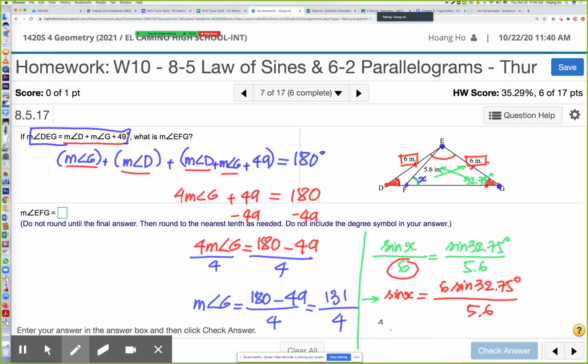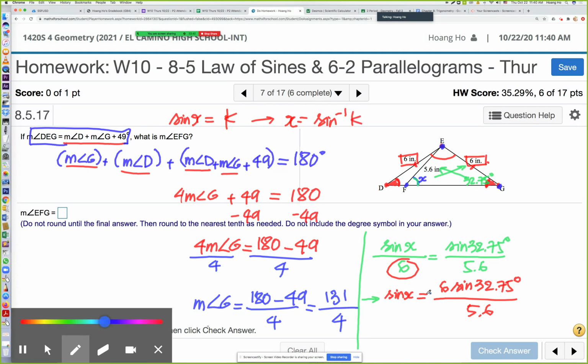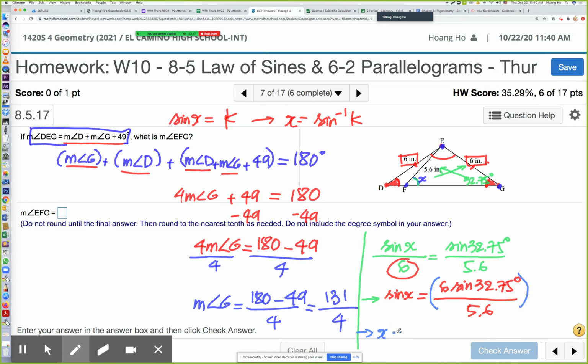I'm almost done. Again, sine of angle X equals a value K. If you want to find only angle X, I just take the inverse sine of value K, and as you see here, value K is the whole thing. So I do the same thing over here. Angle X should equal inverse sine of 6 times sine 32.75 degrees over 5.6, and I'm done.